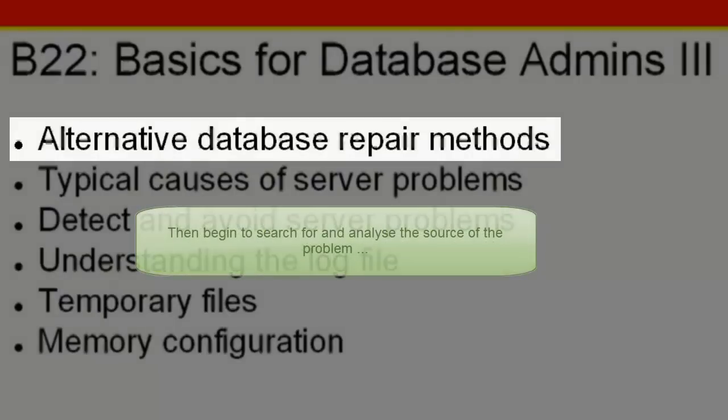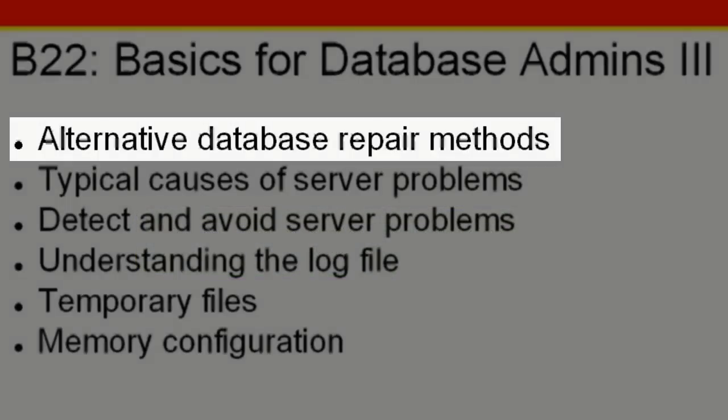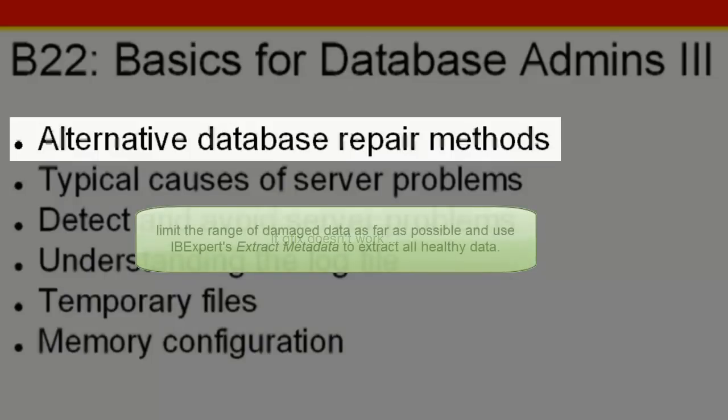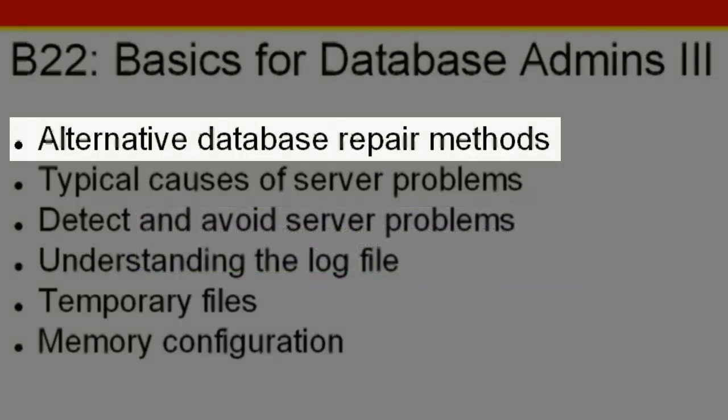After taking emergency measures to ensure work can continue, you will then need to begin to analyze your problem, locate it, and, as far as possible, repair it. If database validation using GFIX, as described in our last tutorial, doesn't bring you any further, limit the damage to as few datasets as possible and use IBExpert's Extract Metadata to extract all healthy data. The Firebird core package has no dump tool, so it's important to analyze your metadata scripts to trace what started to go wrong, where and when.